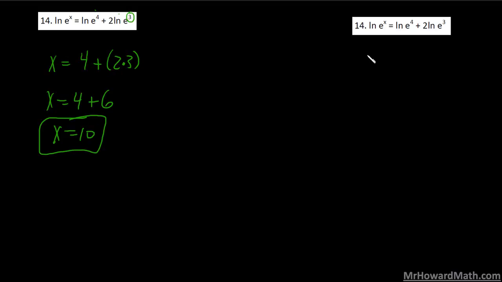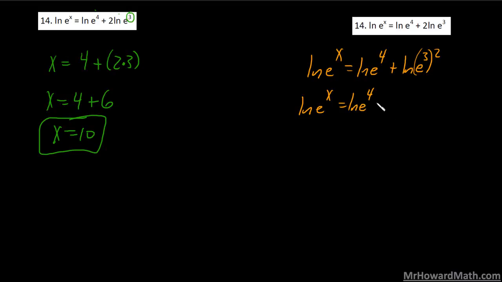Another way to do it is you can apply the theorem that says a multiplier in the front can be brought up as an exponent. And I'll show you that. So we have ln of e to the x is equal to ln of e to the 4th power plus ln of e cubed, and then we brought this exponent up as a 2. This came up as an exponent of 2. So outside to inside we multiply. So ln of e to the x equals ln of e to the 4th power plus ln e to the 6th. And now we have ln of e to the x is equal to ln of e to the 10th.